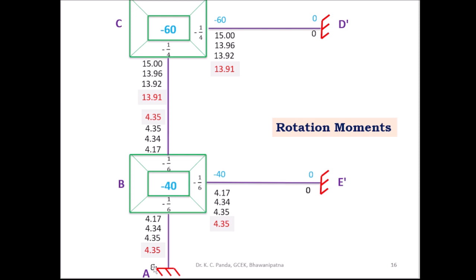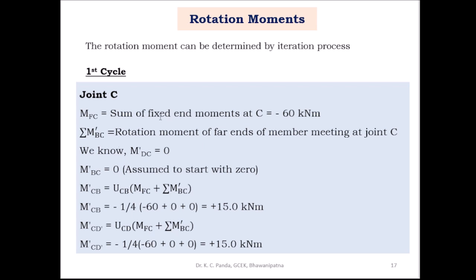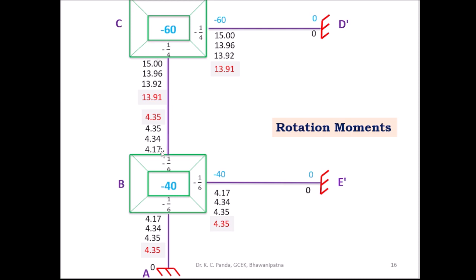Then find out the near end rotation moment. In the first cycle, first you go to the joint C and find out the near end rotation moment. The axis is passing through the midpoint, so this is the fixed end, so here the rotation moment is 0. In the first cycle, assume the far end rotation moment M dash BC is equal to 0, and find out the near end rotation moment. So the near end rotation moment is M dash CB and M dash CD. So M dash CB, this is the value, and M dash CD, this is the value.